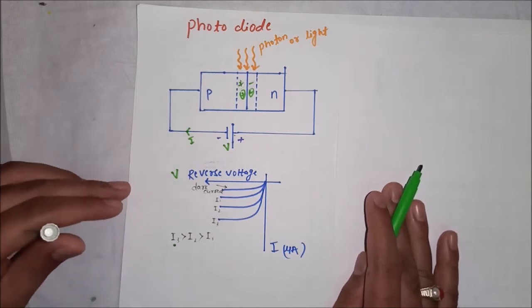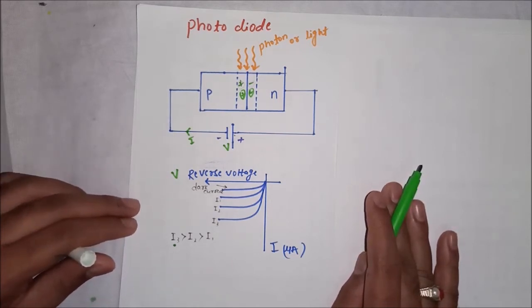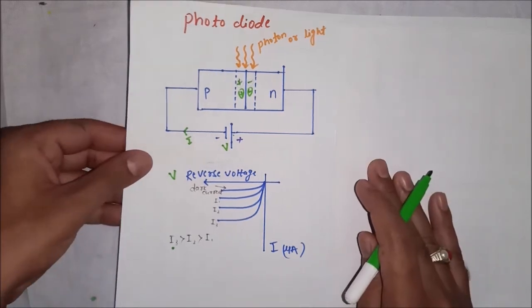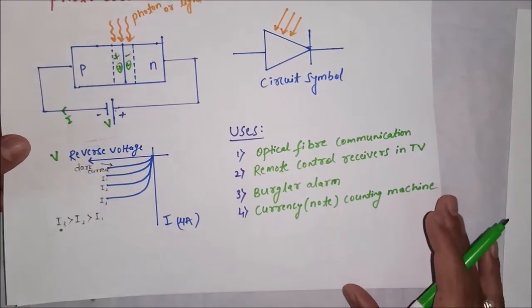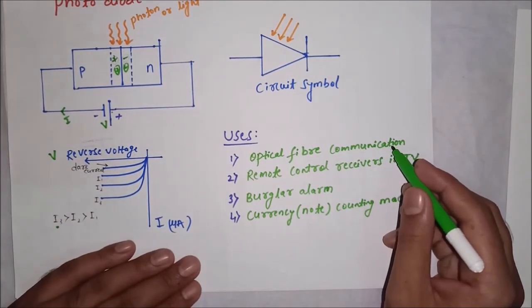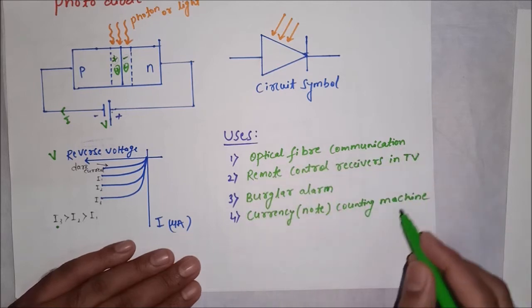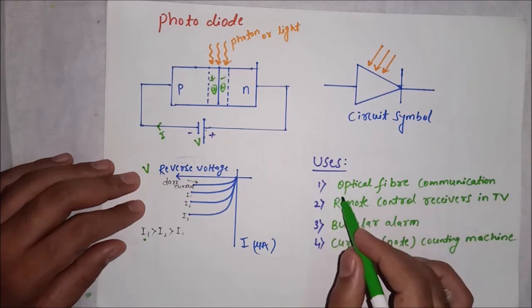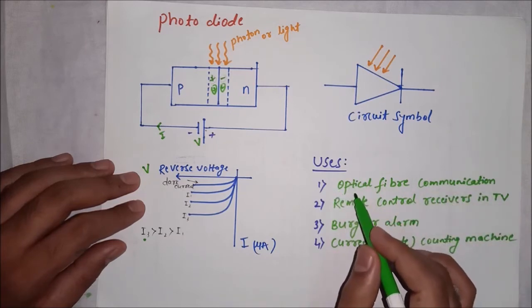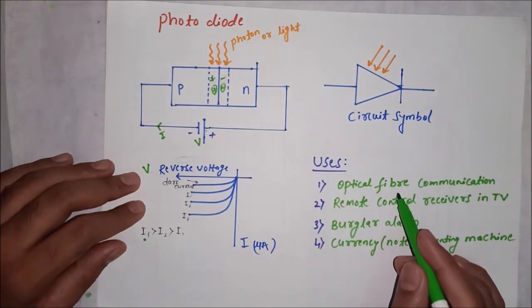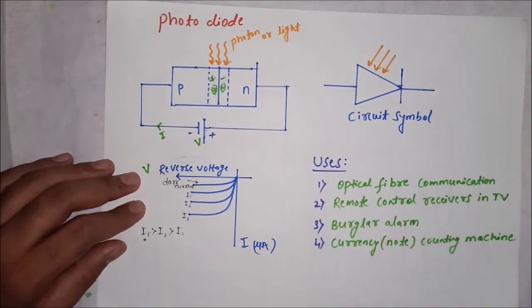Next, what are the uses of this photodiode? One by one we will see. The first use is that it is used in optical fiber communication. Then what is optical fiber communication? And this optical fiber communication is the common application of photodiode as well as LED. We will see one by one. So optical fiber communication, I will explain it now.